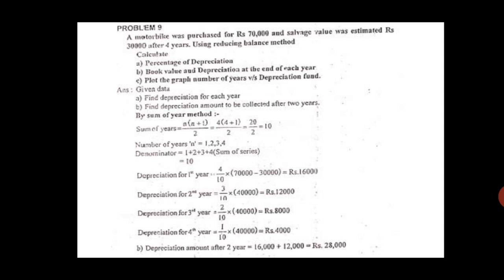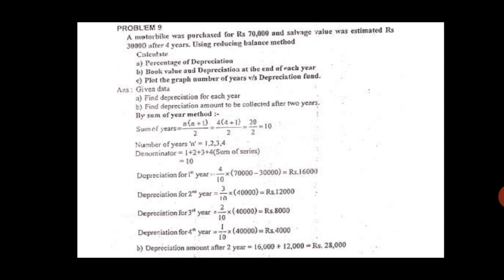So the sum of years is equal to n(n plus 1) divided by 2, where n is 4 years. So 4 into (4 plus 1) divided by 2, that is 4 into 5 is 20, divided by 2, that is 10 years. And the number of years is 1, 2, 3, 4.